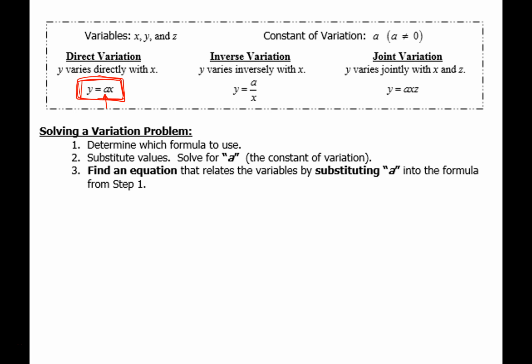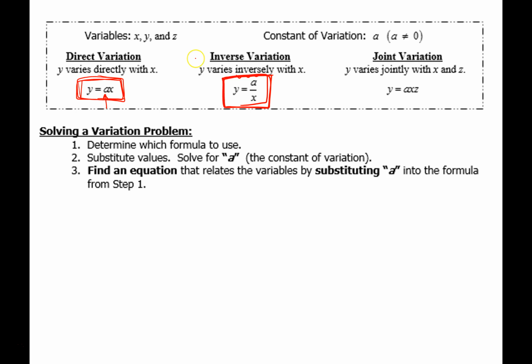The second type of variation is called inverse variation. This is when Y varies inversely with X, meaning that whenever Y increases, X is going to decrease and vice versa. And because of that, we are going to have an inverse relationship. So one variable is going to be in the numerator on one side, and on the other side of the equal sign, the variable is going to be in the denominator. When one goes up, the other goes down.